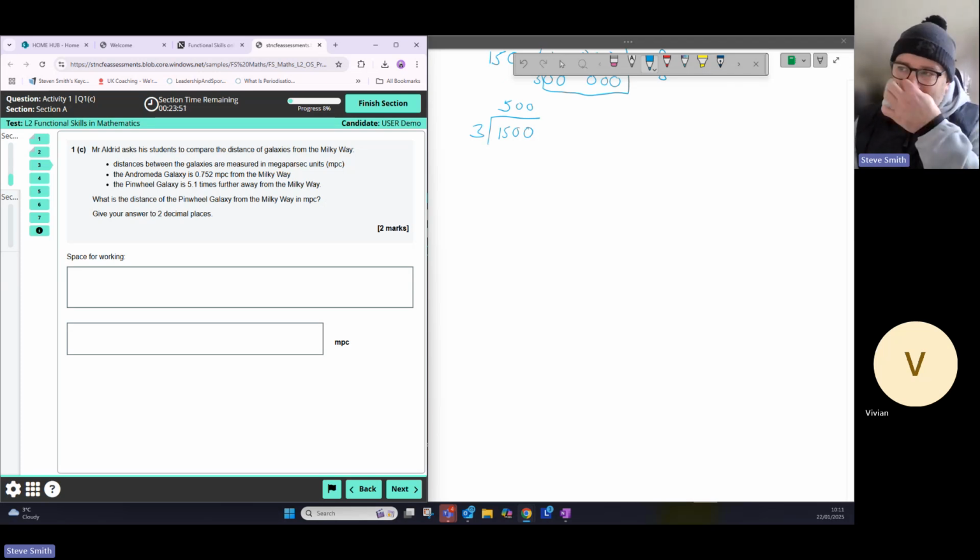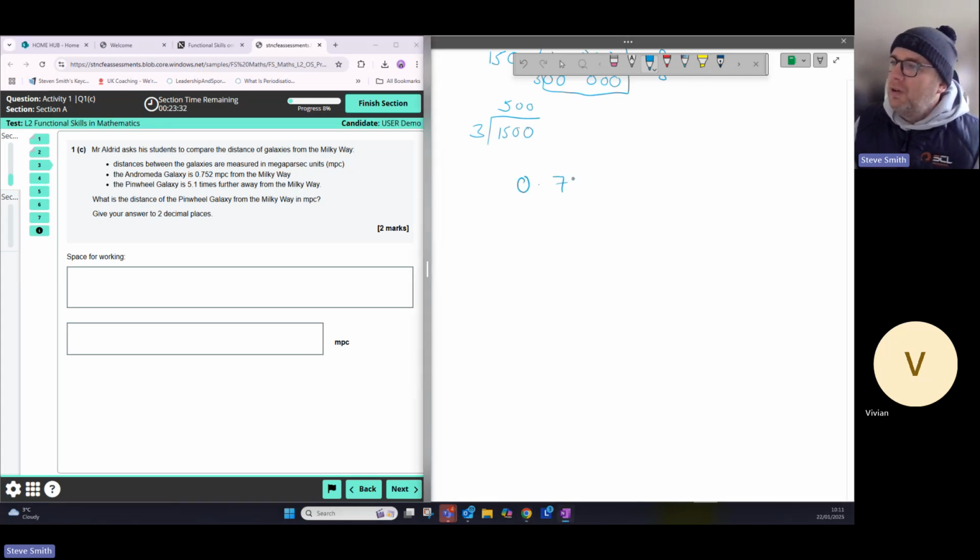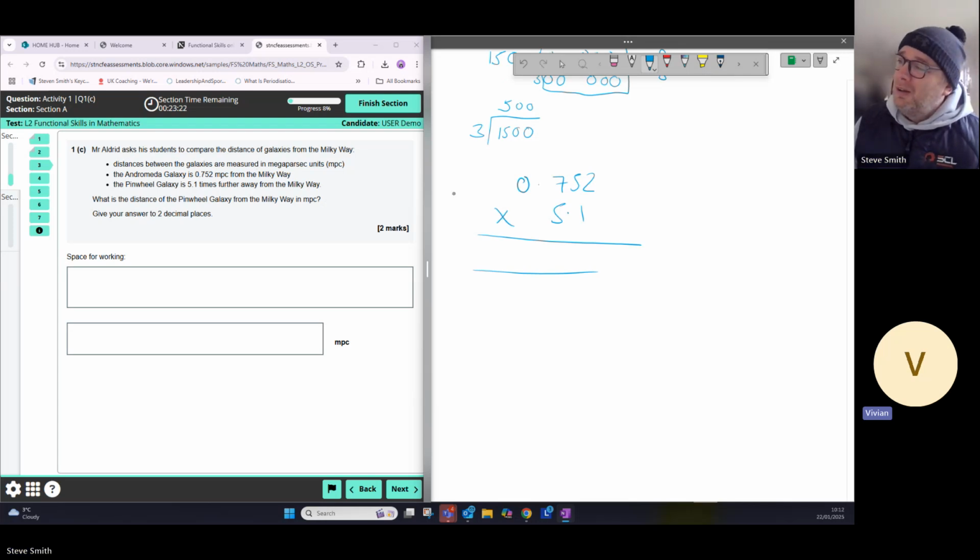The Andromeda galaxy is 0.52 MPC from the Milky Way. The Pinwheel galaxy is 5.1 times further. Yeah, it says, what is the distance of the Pinwheel galaxy from the Milky Way? So in theory, after all that, for 2 marks, it's saying, can you calculate 0.752 times by 5.1? That's what it's asking us to do, but it's given us a lot of complicated words. And make it 2 decimal points, yeah.